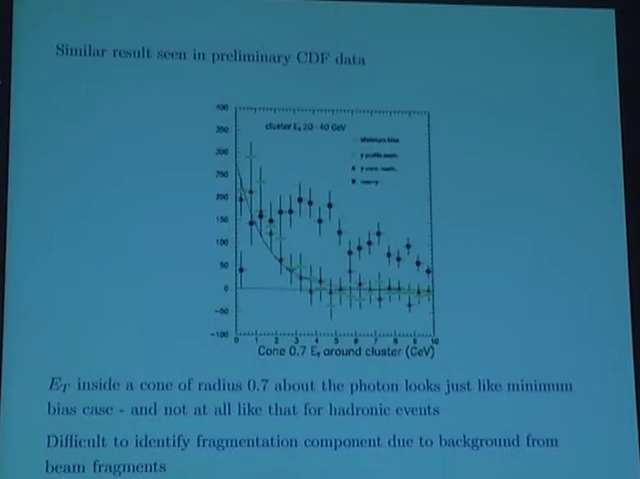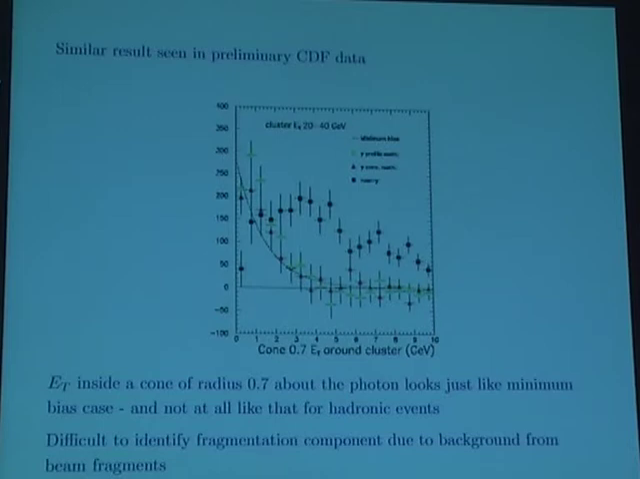And what you see here is the energy, transverse energy, inside a cone of radius 0.7. That radius is calculated in terms of a delta phi and a delta y about the direction of the cone. So radius of 0.7, about the photon. And you see three things here.